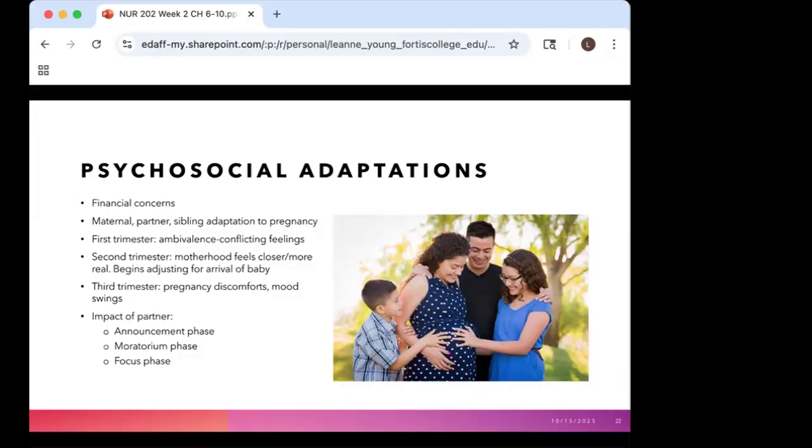And then the focus phase, that's kind of talking with the partner and the role they're to play in labor and for the infant's arrival, or whoever the support person is for the baby's arrival.